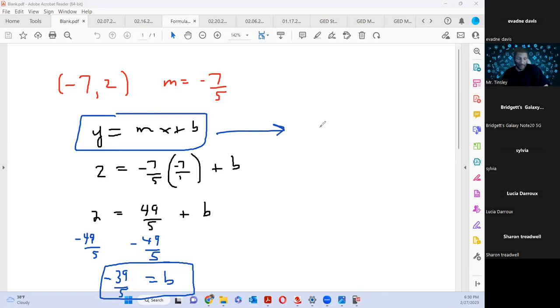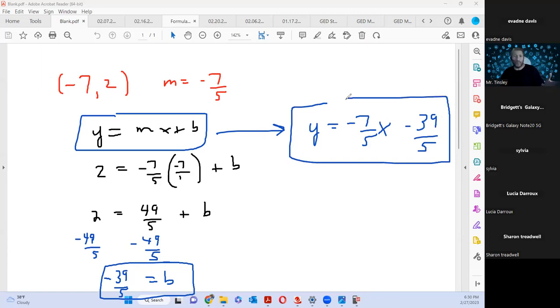Okay, so we're doing y equals negative 7 over 5... minus 7 over 5 what? Is that a plus? X, what? Minus 39 over 5, right? That's it. So that's your equation: y equals minus 7/5 x minus 39 over 5.